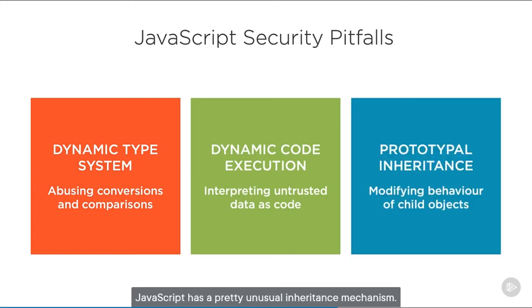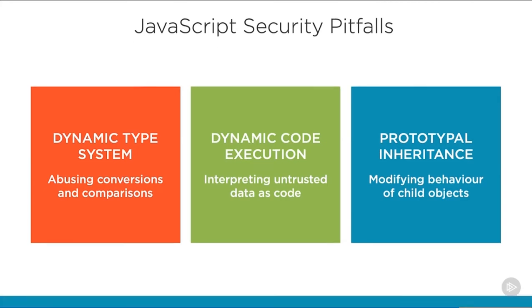JavaScript has a pretty unusual inheritance mechanism. Most mainstream programming languages use classes to express static hierarchical relationships between types of objects. In JavaScript, the same goal is achieved by building dynamic relationships between individual objects. Each object has a parent object, the prototype, it inherits properties from. If attackers can modify the objects forming the prototype chain, they may alter the behavior of your code in unforeseen ways.